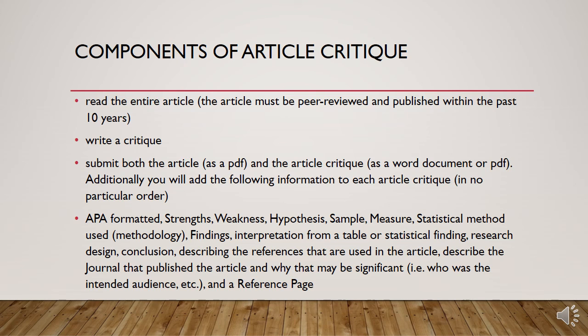looking at the references of the article, describe a little bit about what references the author used when creating their literature review, and also discuss the journal in which the article was published. Who is the audience? Why might it be significant which journal it was published in? And a reference page. A couple of other requirements for this assignment. The articles must be peer-reviewed, published within the last 10 years.